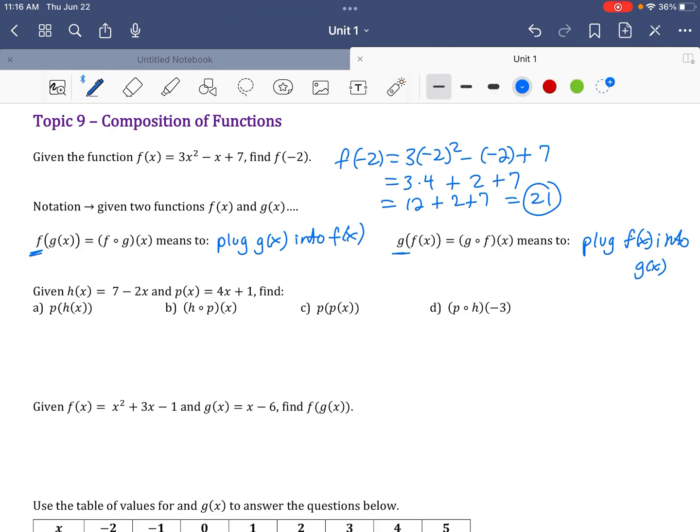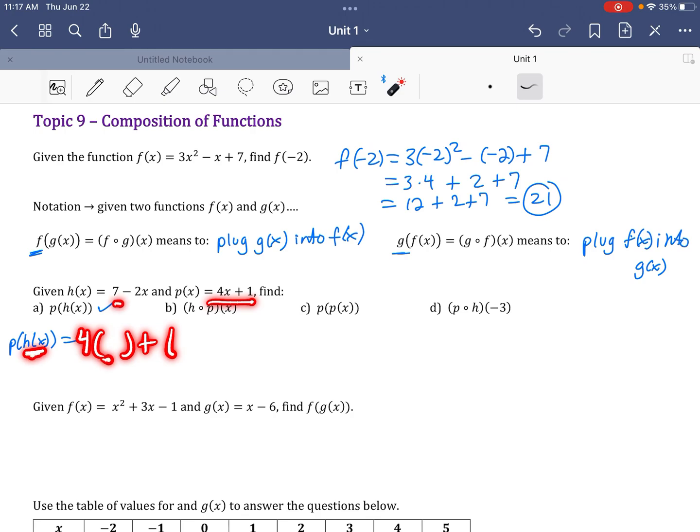So for letter A down here, I have two functions. I have p of x and h of x. This problem right here is asking me to make p the boss and h of x is getting plugged into it. So p of h of x. That means I'm going to write down this problem right here. It's 4 something plus 1. And I have to put in this empty spot right here whatever this is. So I'm going to take all of this and put it in there. And that's it. Just instead of putting a number, I'm putting another problem.